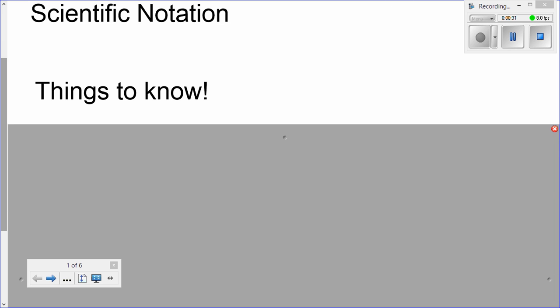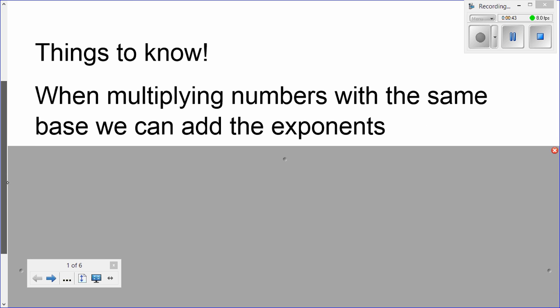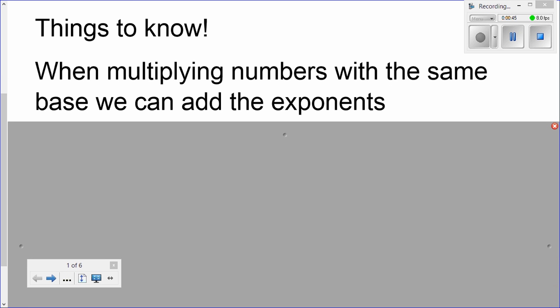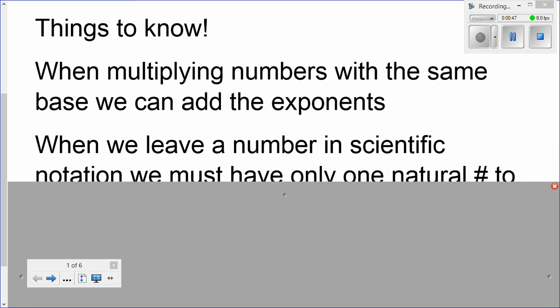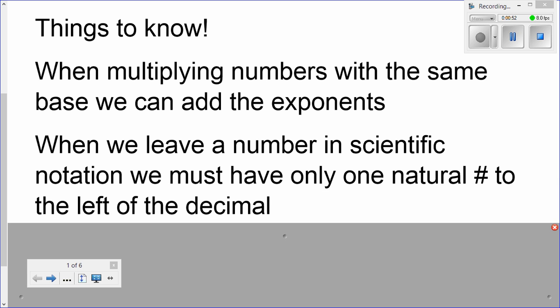Oh, you tricked me. I'm sure that you got all these things written down, but the first one that's very important is when multiplying numbers with the same base, we can add their exponents. That is one rule of multiplication and same base numbers. So very important for scientific notation. The other very important thing is when we leave a number in scientific notation, we must have only one natural number to the left of the decimal point.